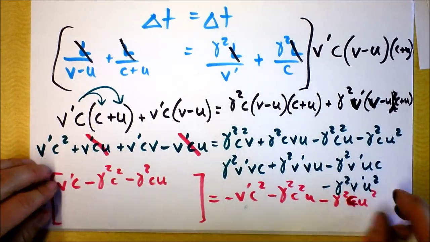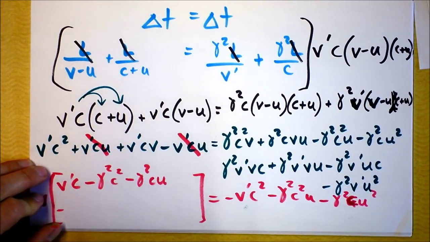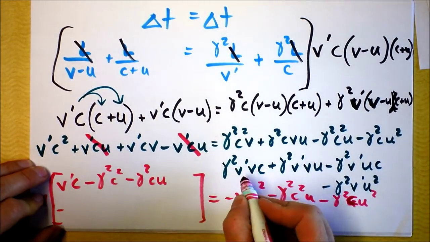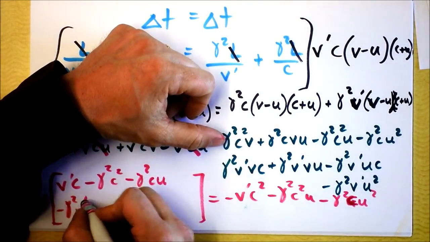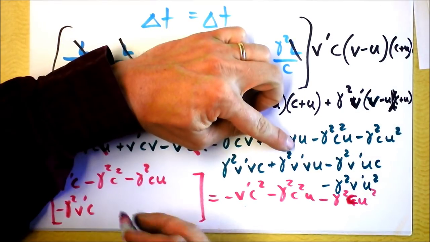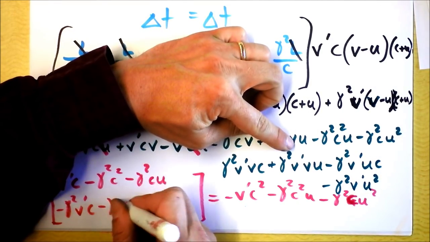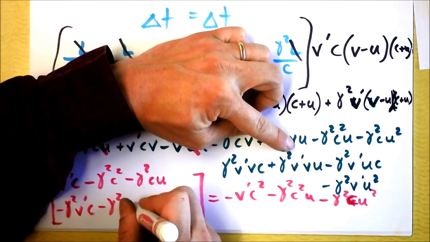This one has a V in it, so we have to move it to the other side. It's going to have a minus sign. Minus what? Well, minus gamma squared times V prime times C. And this term also has a V in it, so it's going to be minus gamma squared times V prime.